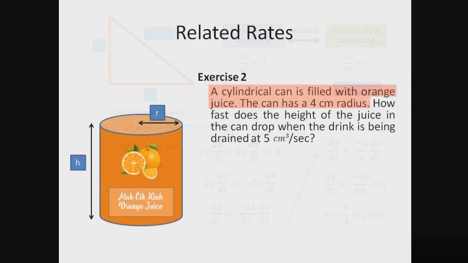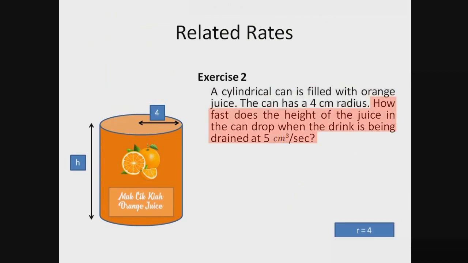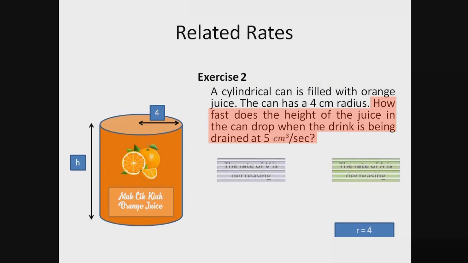Exercise 2. A cylindrical can is filled with orange juice. The can has a 4 cm radius. How fast does the height of the juice in the can drop when the drink is being drained at 5 cm cubed per second? Now, there are two related variables here, which is the volume and the height.